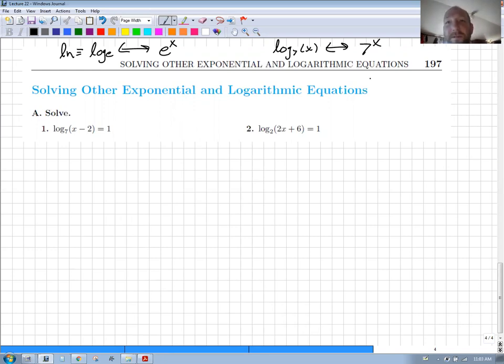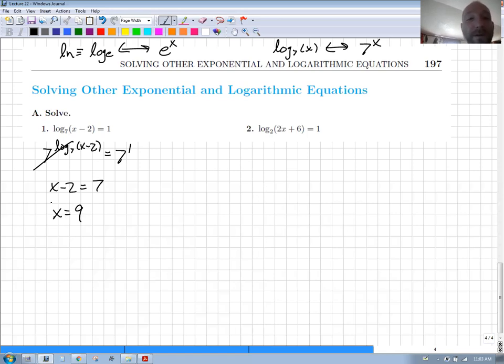Okay, so log base 7 is the inverse of the exponential with 7 as the base. So if we want to get the x out of there, the opposite of log is exponential. So we do 7 to the power of both sides. All right, so those undo one another. We have x minus 2, 7 to the first power is 7. Add 2 to both sides, we have x equals 9.